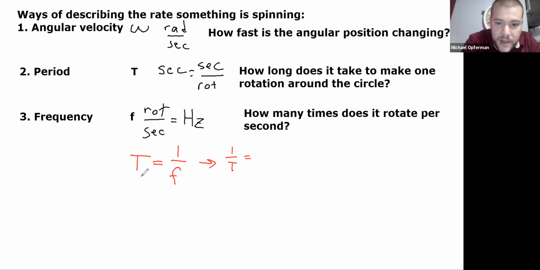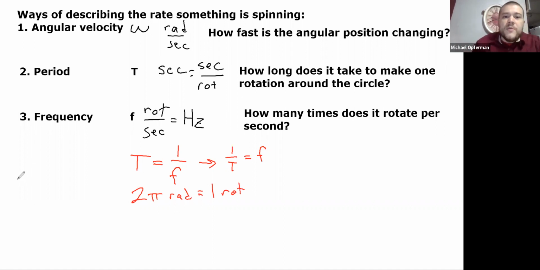You can also cross multiply this equation and write it that way. So the period is 1 over the frequency, and the frequency is 1 over the period. In addition, both of these units are related to the angular velocity. The reason why is because we know from simple geometry that 2 pi radians is equal to 1 rotation. So you can think of that as being a unit conversion factor, and you can convert between omega, the angular velocity, and f, the frequency.